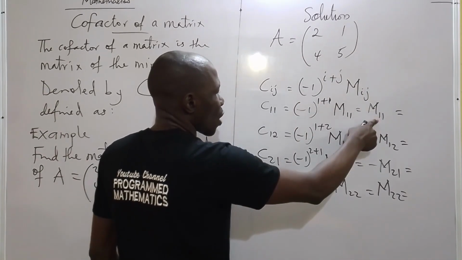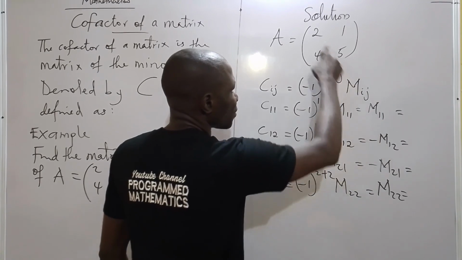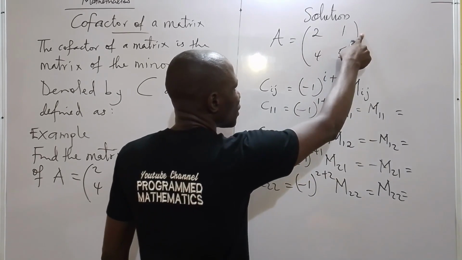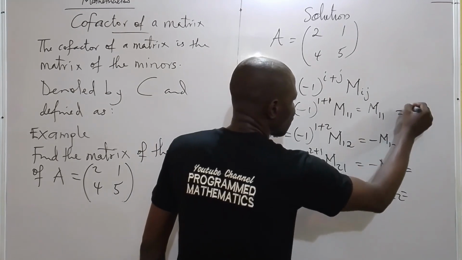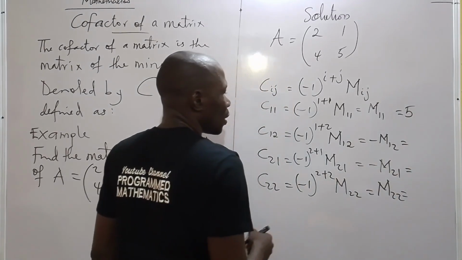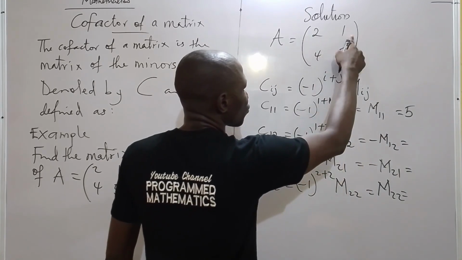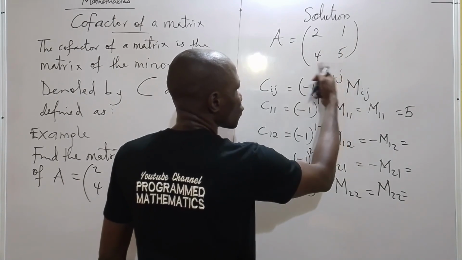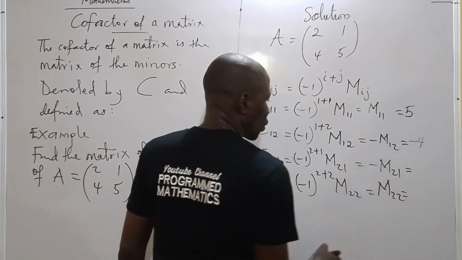Now in this case here, M11 means the determinant of the leftover matrix. Okay, when we delete the first row, first column, that's corresponding to 2, we are left with 5. So M11 here is simply equal to 5. M12 is first row, second column. Delete first row, delete second column. Okay, so I'm left with 4. So M12 is 4. Because of this minus, this will give us minus 4.